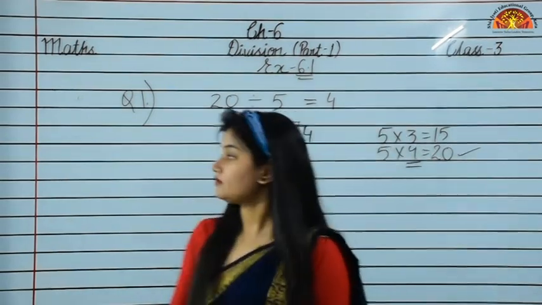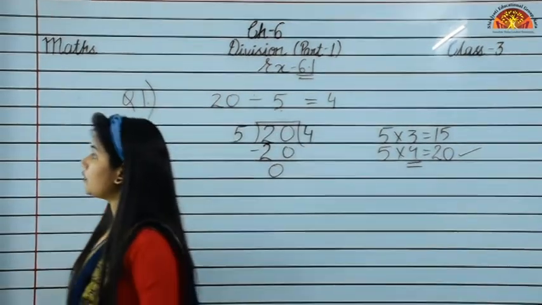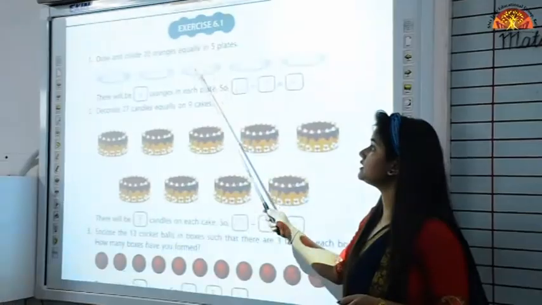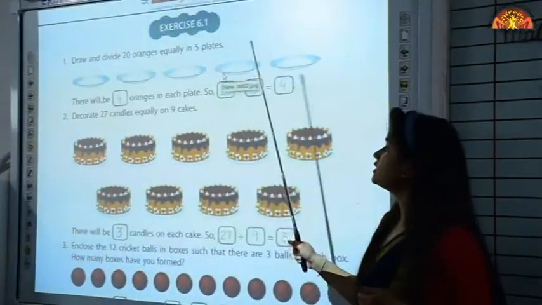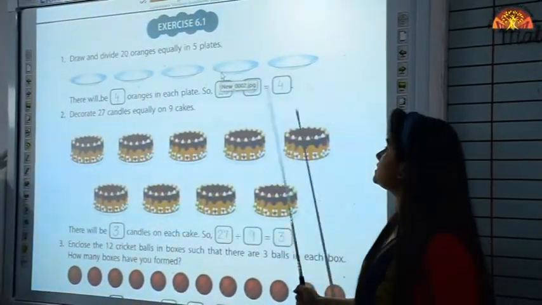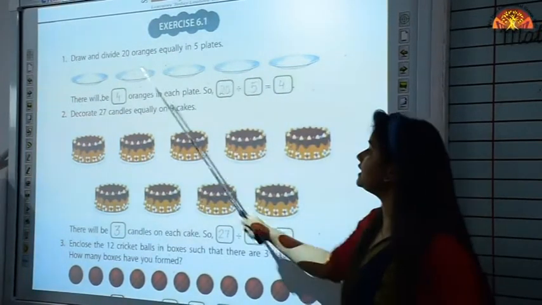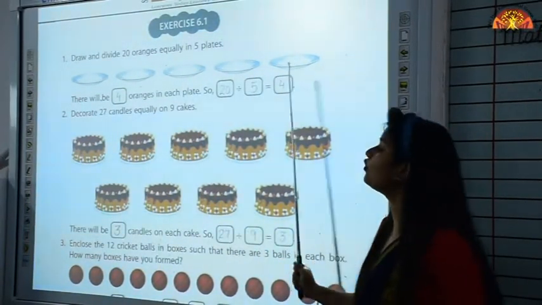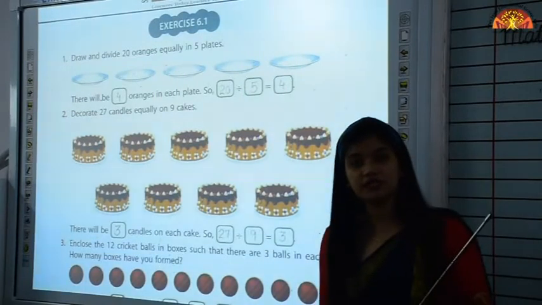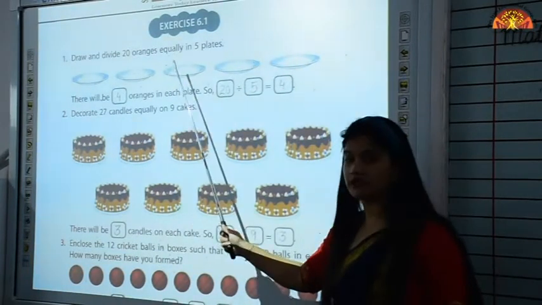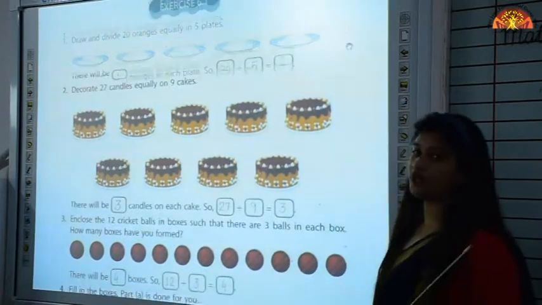So now the question was divide 20 oranges equally in 5 plates. So what will be the answer? The answer will be 4. It means in each plate we have 4 oranges. Is it clear students? Now you can do question 2 like this only, and question 3 we have already done.